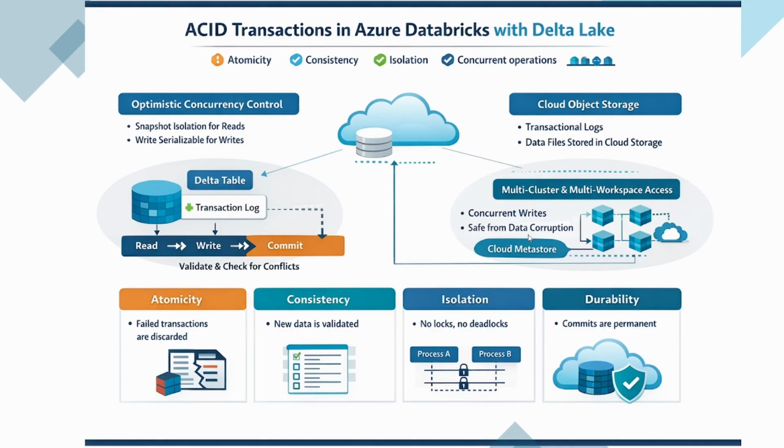Now, one thing to keep in mind, Delta Lake transactions are table level only. So if you're updating multiple tables in one go, each table gets its own transaction. No multi-table transactions yet. But honestly, for most use cases, table level is enough.